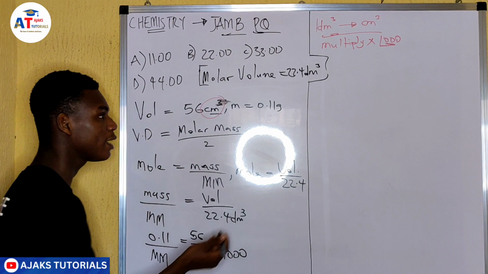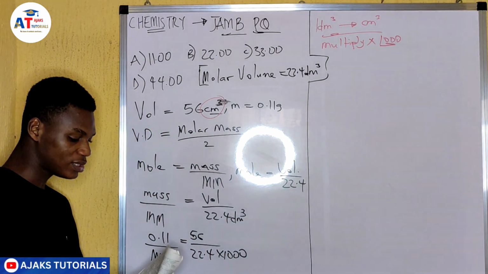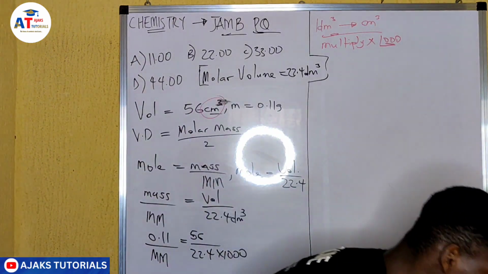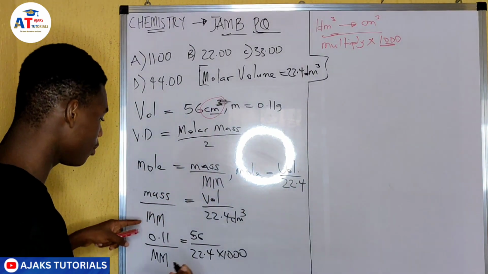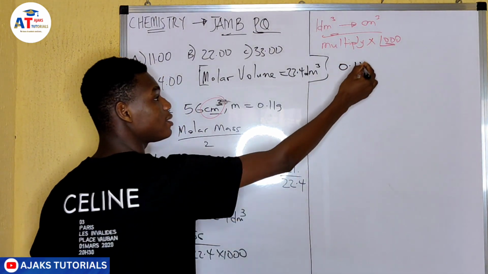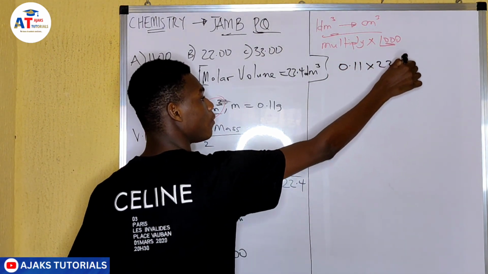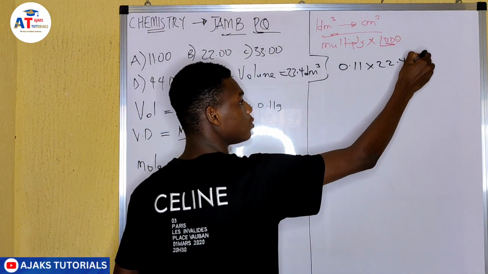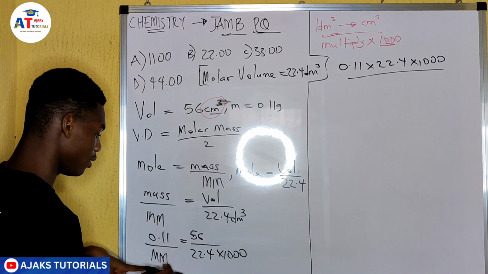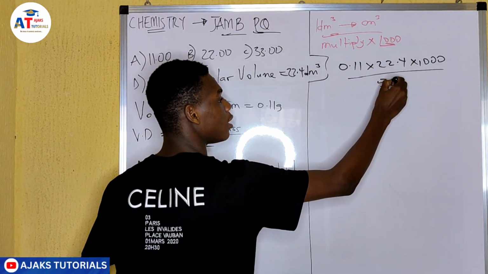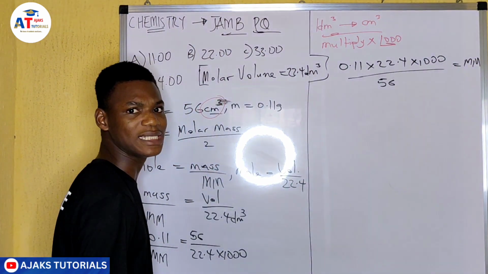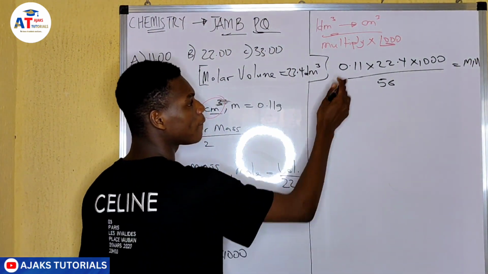Cross multiply. Because this is a JAMB question, I want to teach you a method where you don't really need to use a calculator. Just watch me. 0.11 times 22.4 times 1000 divided by 56 gives me my molar mass.